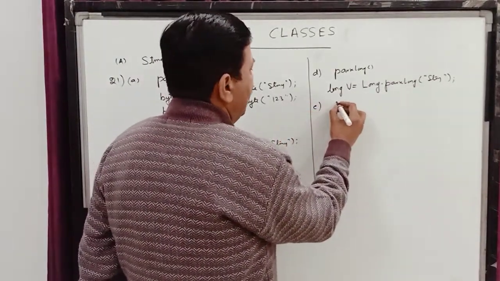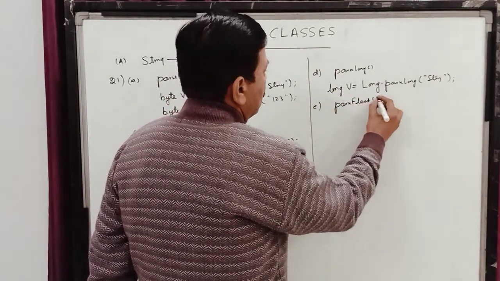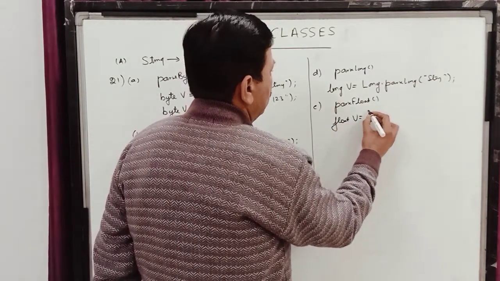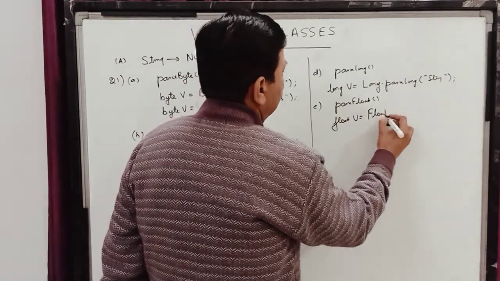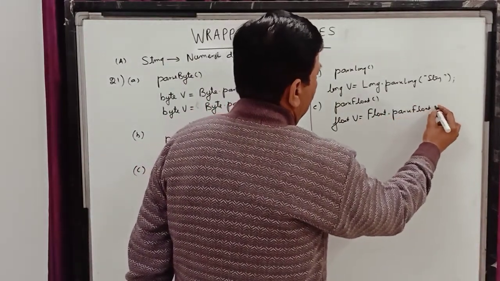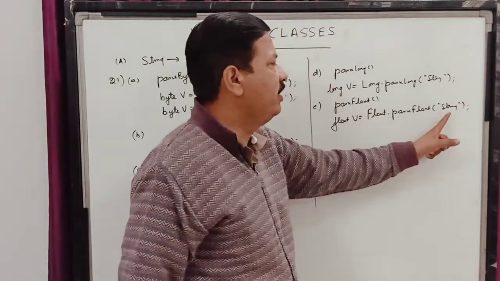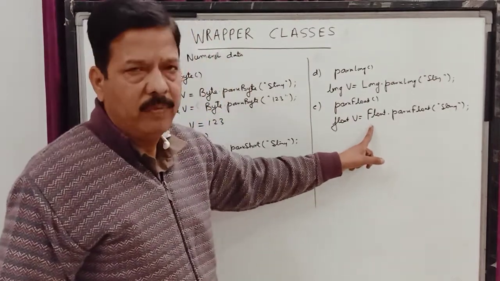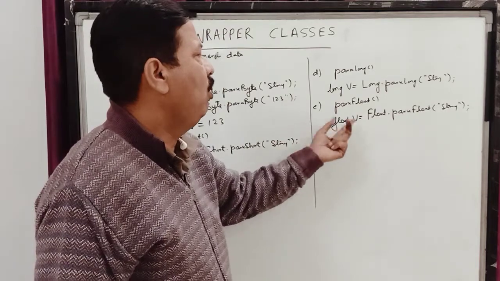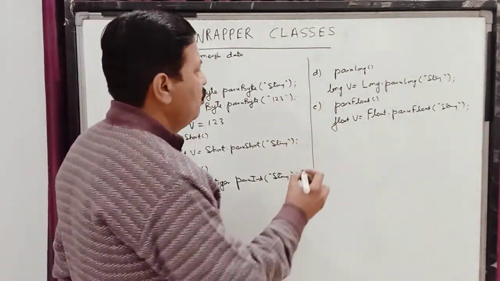Then the next is parseFloat, and for this we use Float.parseFloat, and I write a string. It is going to convert my string number into data type float. And children, the value returned by these functions will be either float, long, int, short or byte, depending upon the function which you are using.